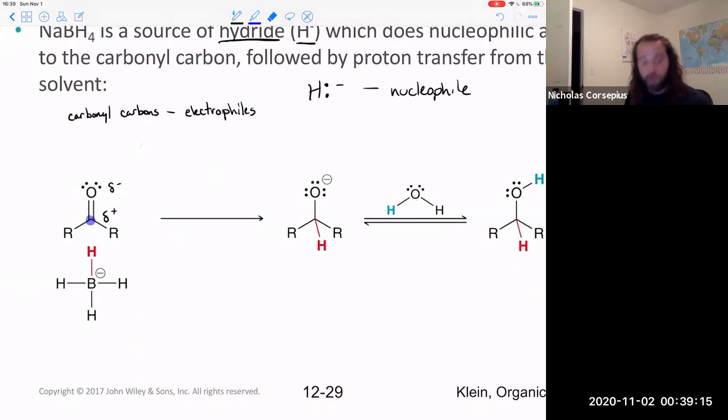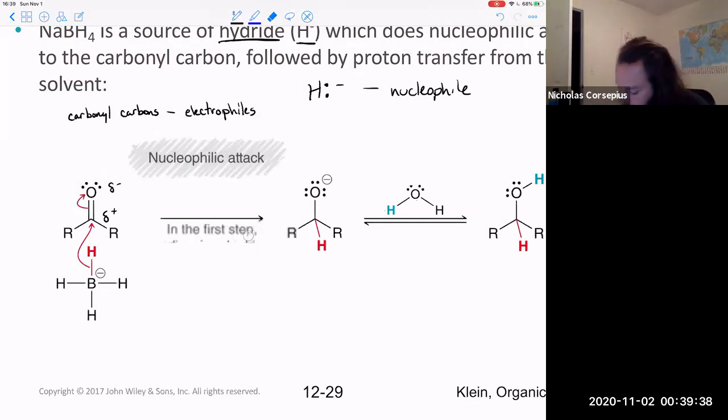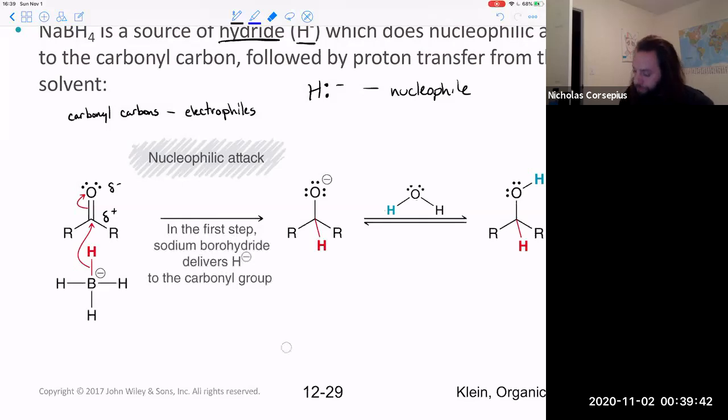We're going to have this nucleophilic hydrogen that's going to attack that electrophilic carbonyl carbon. And then what has to happen here? Well, this carbonyl carbon can't have more than 4 bonds. So at the same time, it's going to bump that pair of electrons up to that oxygen. So this would be a nucleophilic attack of that nucleophilic hydrogen. And so that's our first step there.